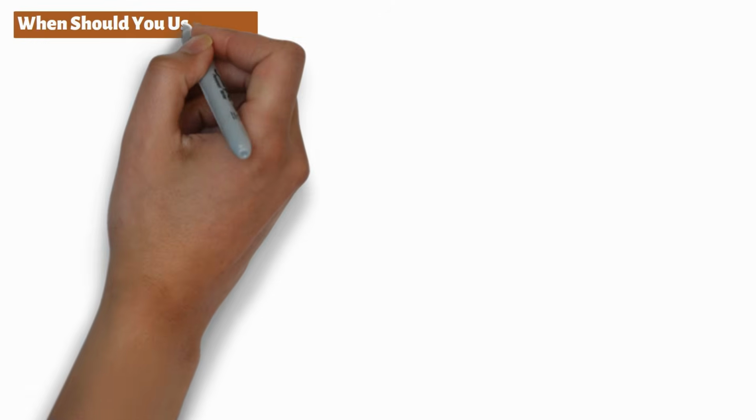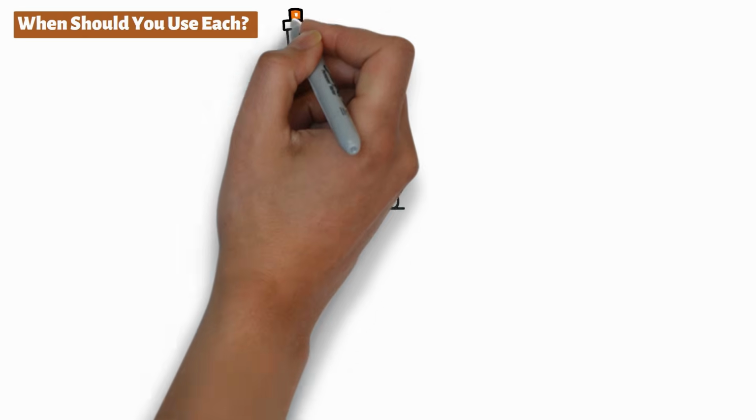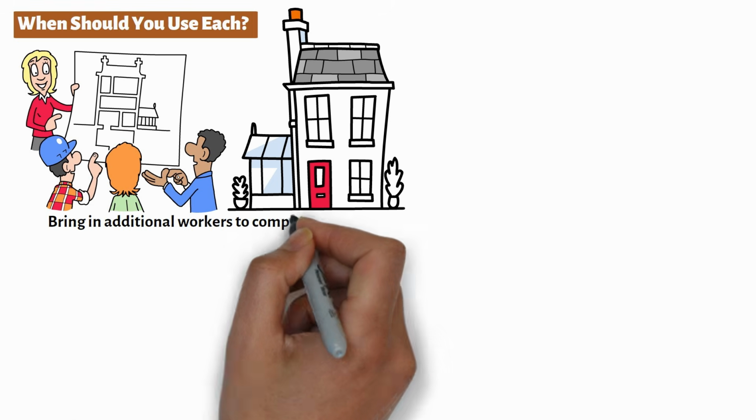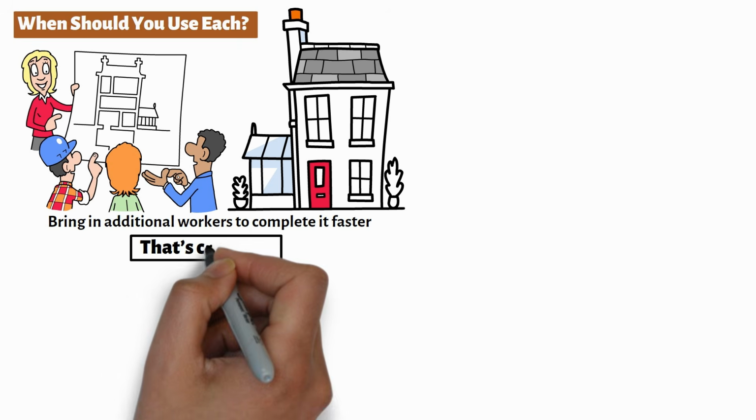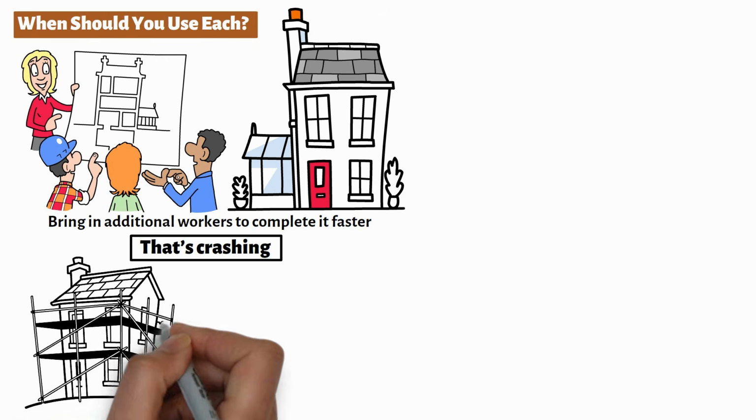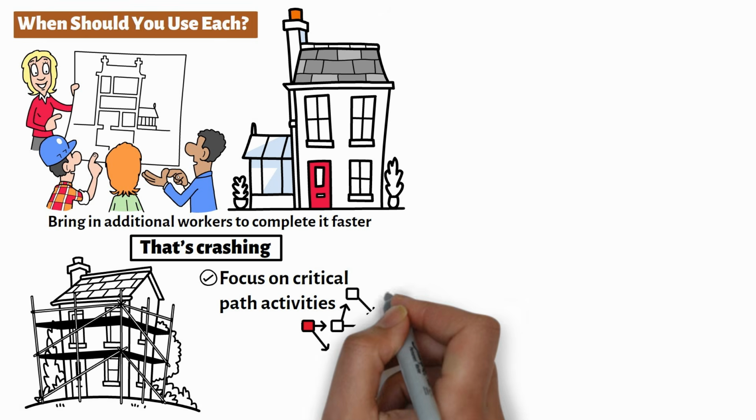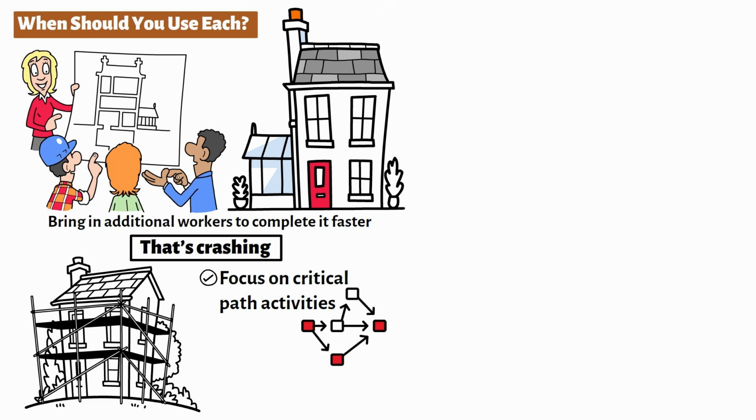Now let's illustrate using a construction example. If you're building a house and the framing is behind schedule, you might bring in additional workers to complete it faster. That's crashing. You're increasing effort to accelerate the timeline. If you're using crashing, focus on critical path activities, since that's where reducing time actually impacts the overall schedule. Also, make sure the work can benefit from additional resources.